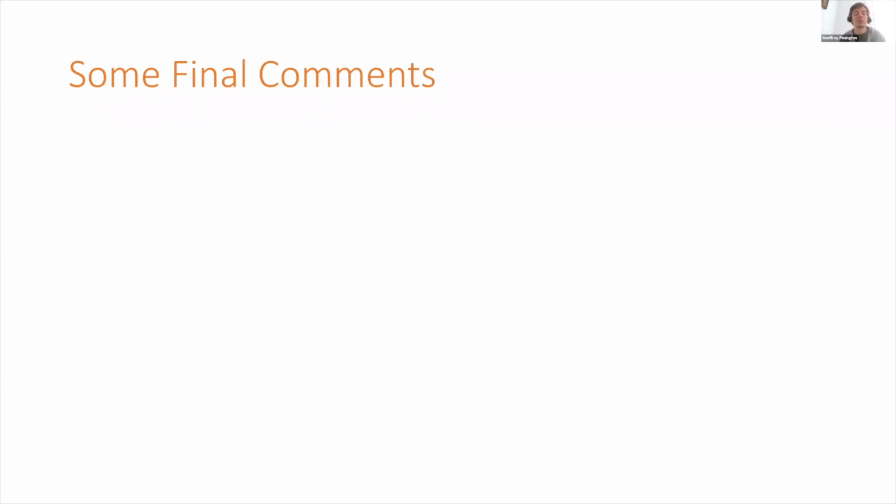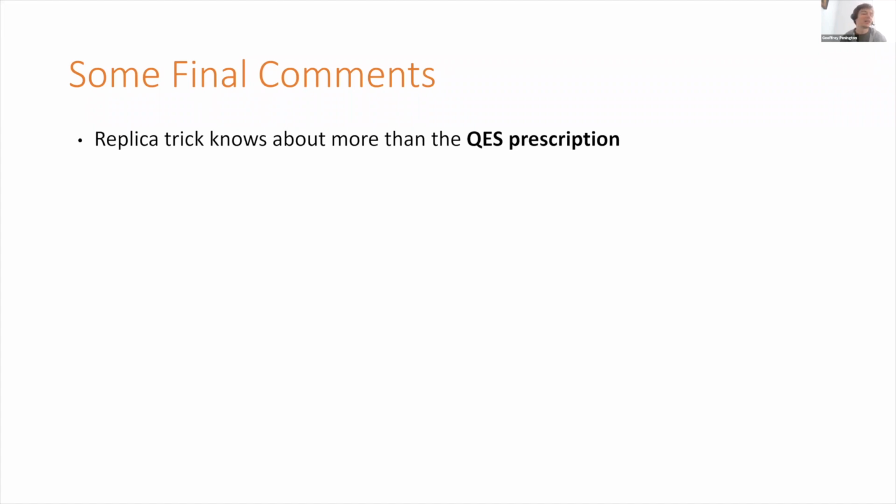Just to end with some brief remarks, takeaways, if you will. If you zoned out for this entire talk, here's what to vaguely remember from it. The first big thing is that the replica trick is really quite clever. It knows even more than the QES prescription does. The QES prescription is sort of magically clever. It even knows about the Page curve, but the replica trick knows even more than that. So it really seems like the replica trick knows everything you could possibly hope it to know, for the moment, we'll see.